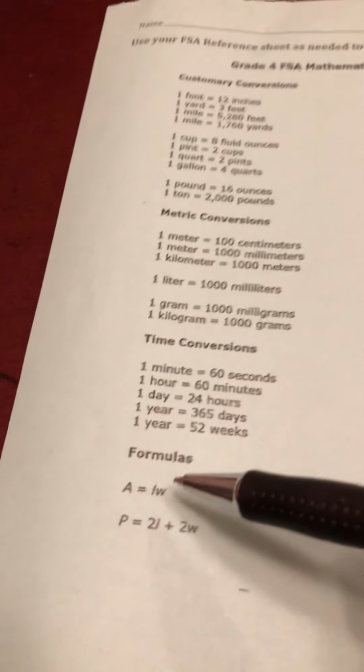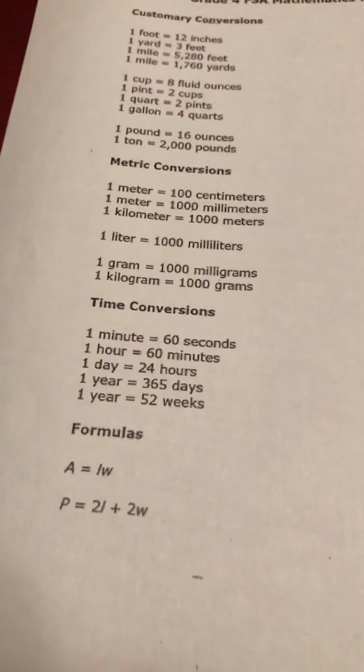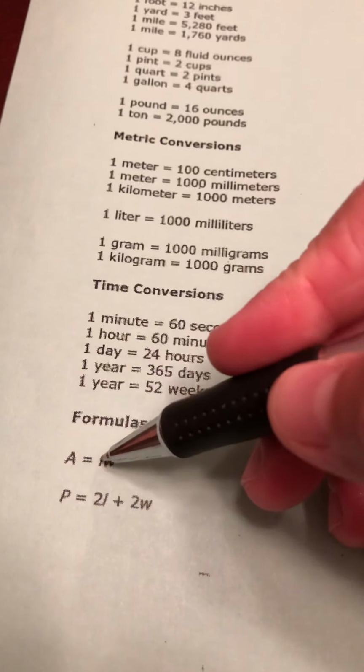All right, so here's our formula. This is on our reference sheet that students will be given, but they have to know that this LW means length times width. Again, that's an algebra thing. It sort of leaves out the multiplication in there, so they have to know when we work with this that LW is length times width.